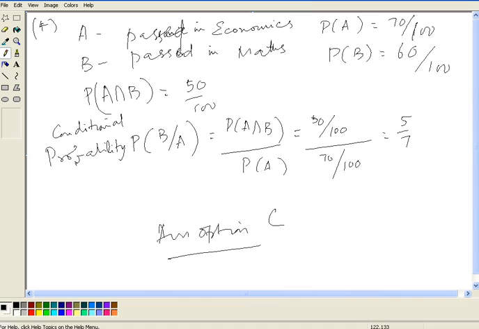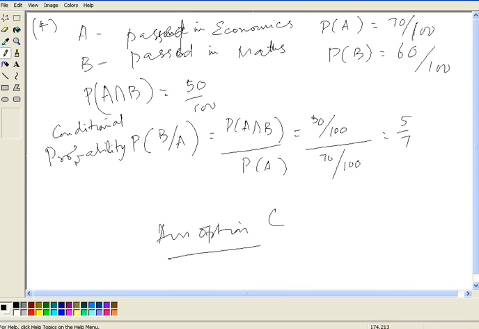Similarly, if we take B to be the event where students have passed in mathematics, P of B will be equal to, given that students who have failed in mathematics is 40%, 1 minus 40 by 100, which is 60 by 100.